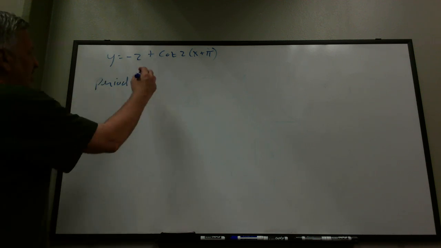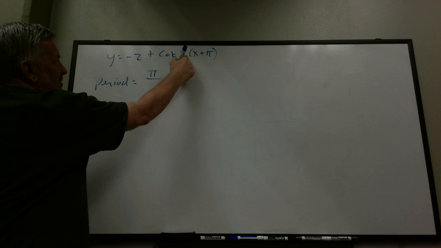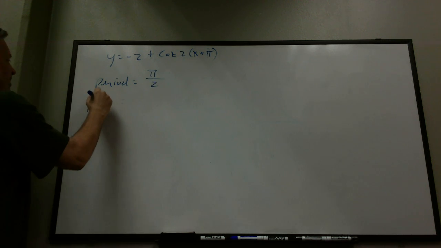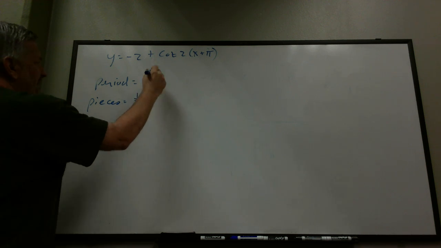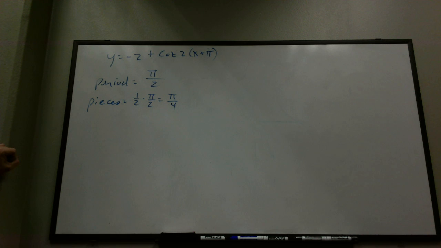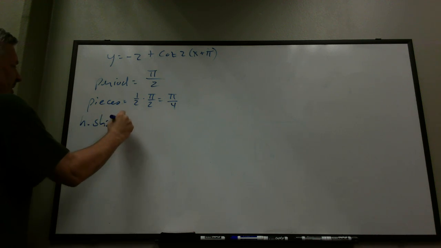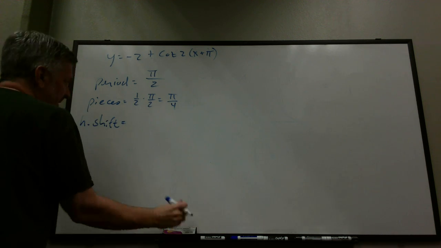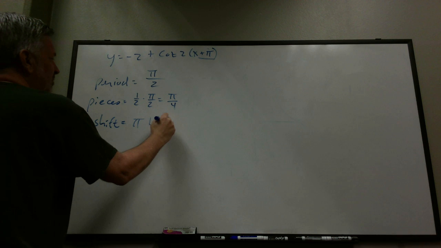Now the period is the original period of cotangent pi divided by the coefficient of the x, which would be 2. Okay, then how do we do the pieces? The pieces is half the period. Half of pi over 2 is pi over 4. And then the horizontal shift, the phase shift, is pi, which way? Right, there's the pi. It's x plus pi, so it's pi to the left.